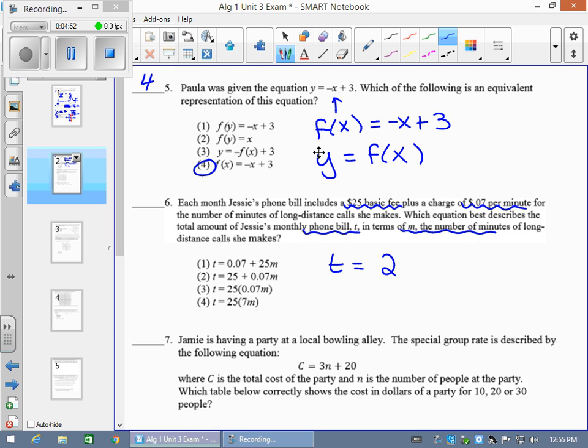And then charge 7 cents per minute, so that would be my slope, 0.07, and we're using m to represent our independent variable, so this would be choice 2. Question 7.